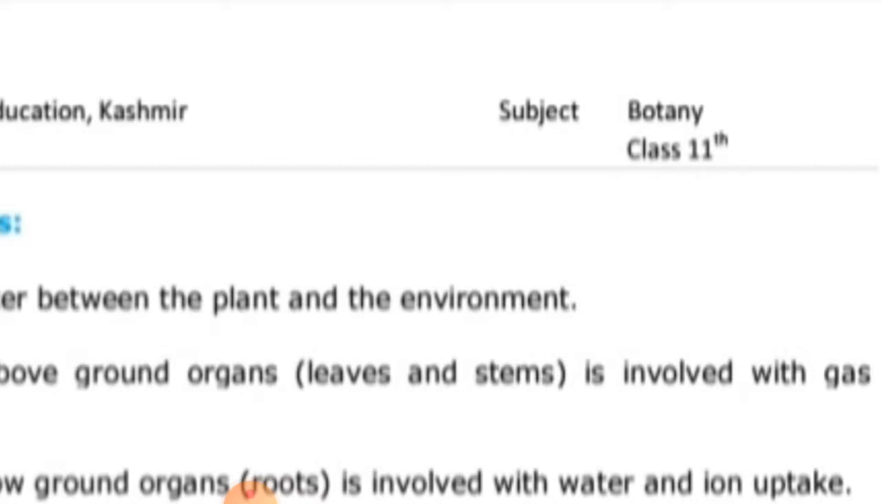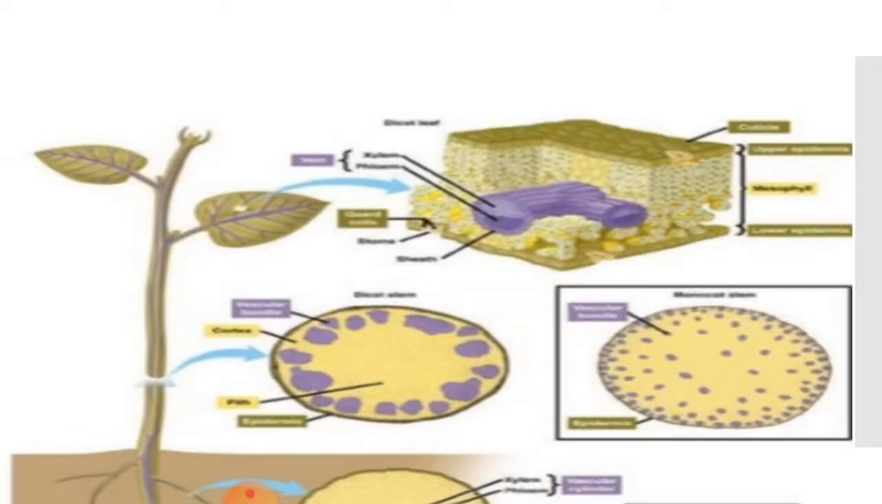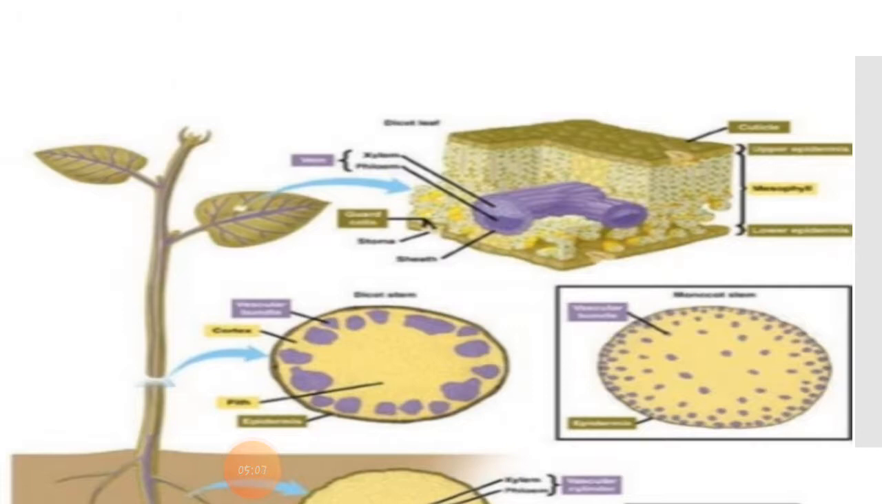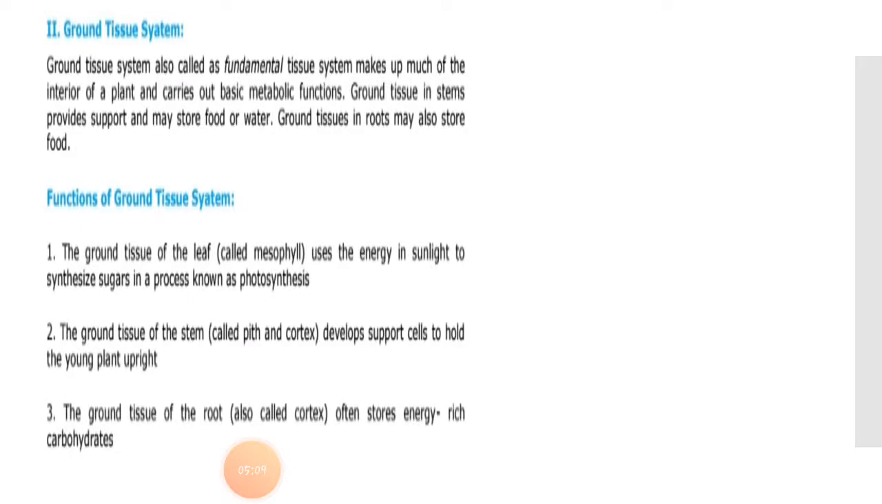Epidermis of below ground organs, roots, is involved in water and mineral uptake. In the ground, the exchange of materials, ions and water also takes place through these epidermal cells in case of roots. So the epidermis is the outermost covering in case of plants. Exchange of various gases and also ions and other materials takes place through these epidermal cells.